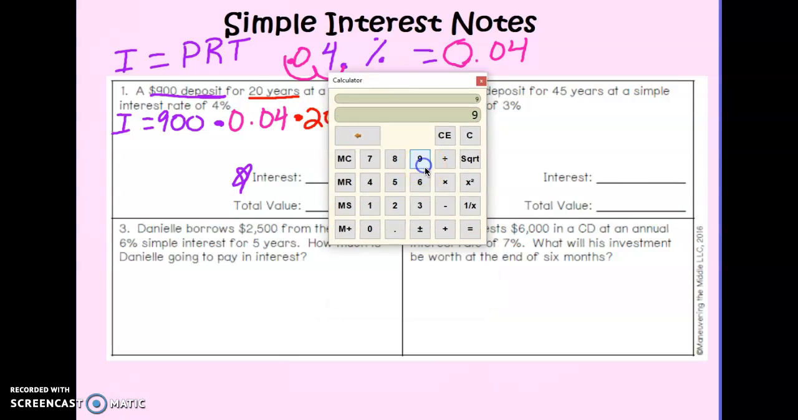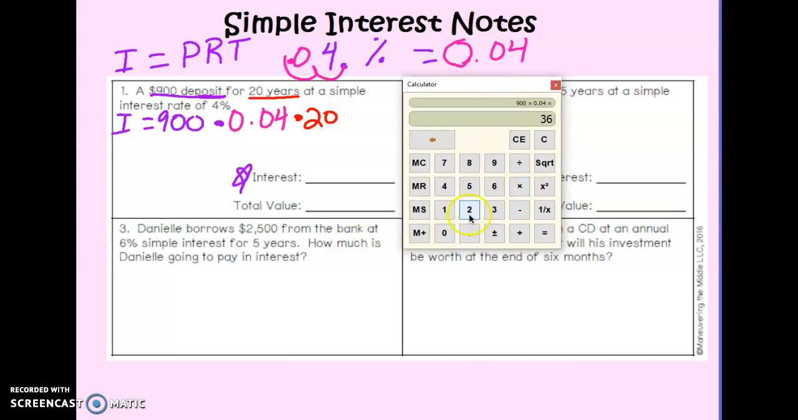Alright, so we have $900 times 4% times 20 years. So this is our interest amount. Our interest is $720.